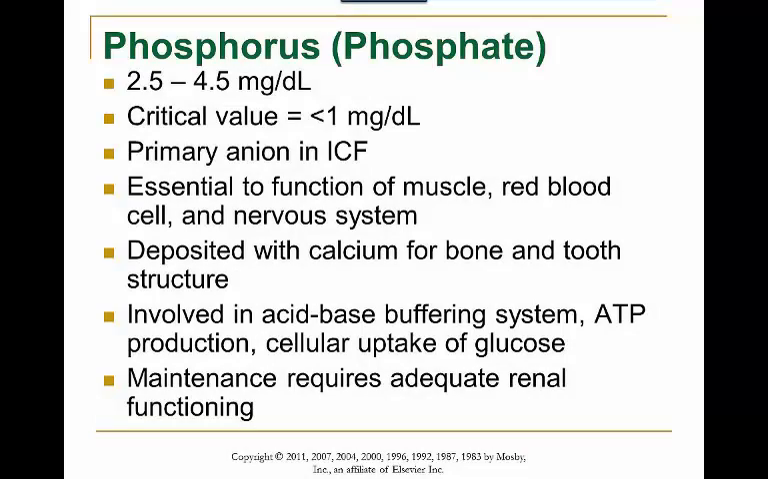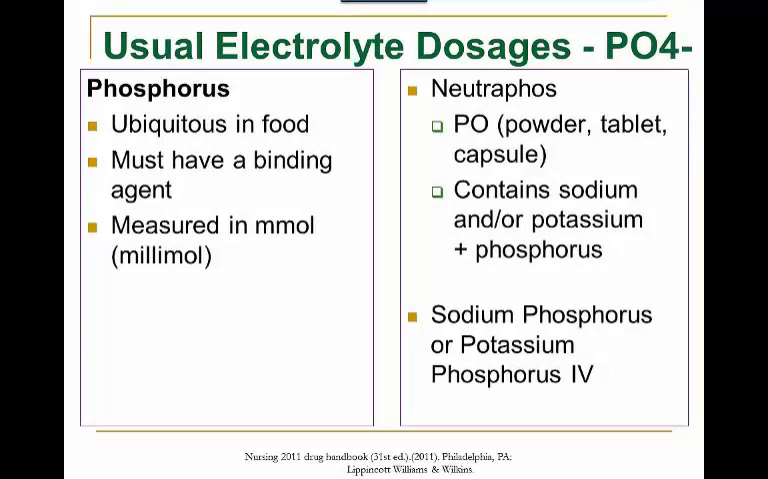Phosphorus, 2.5 to 4.5. It is a primary anion in the ICF. Here we see muscle, red blood cell, and nervous system. What's really interesting about phosphorus to me is that we don't really do a whole lot with phosphorus. It's kind of there. It's involved in so many of our underlying systems: ATP, acid base, cellular uptake of glucose, some renal functioning, but it is so ubiquitous in food. We really don't have big issues with our phosphorus.